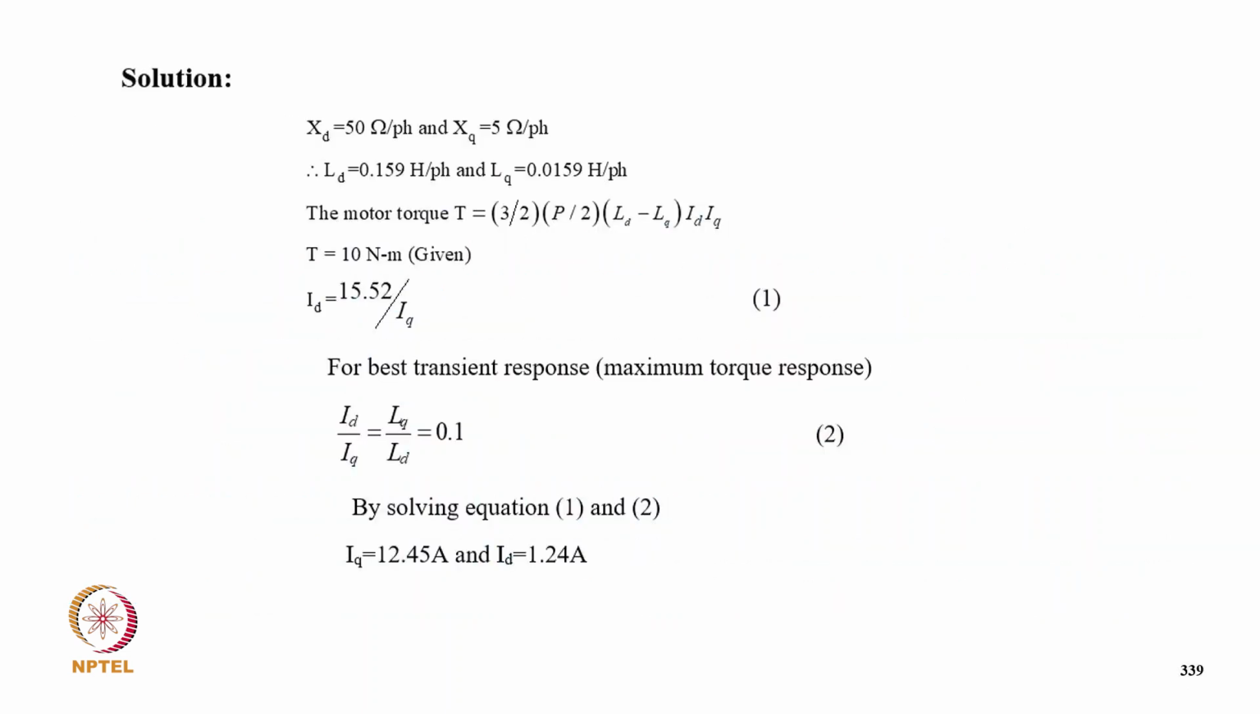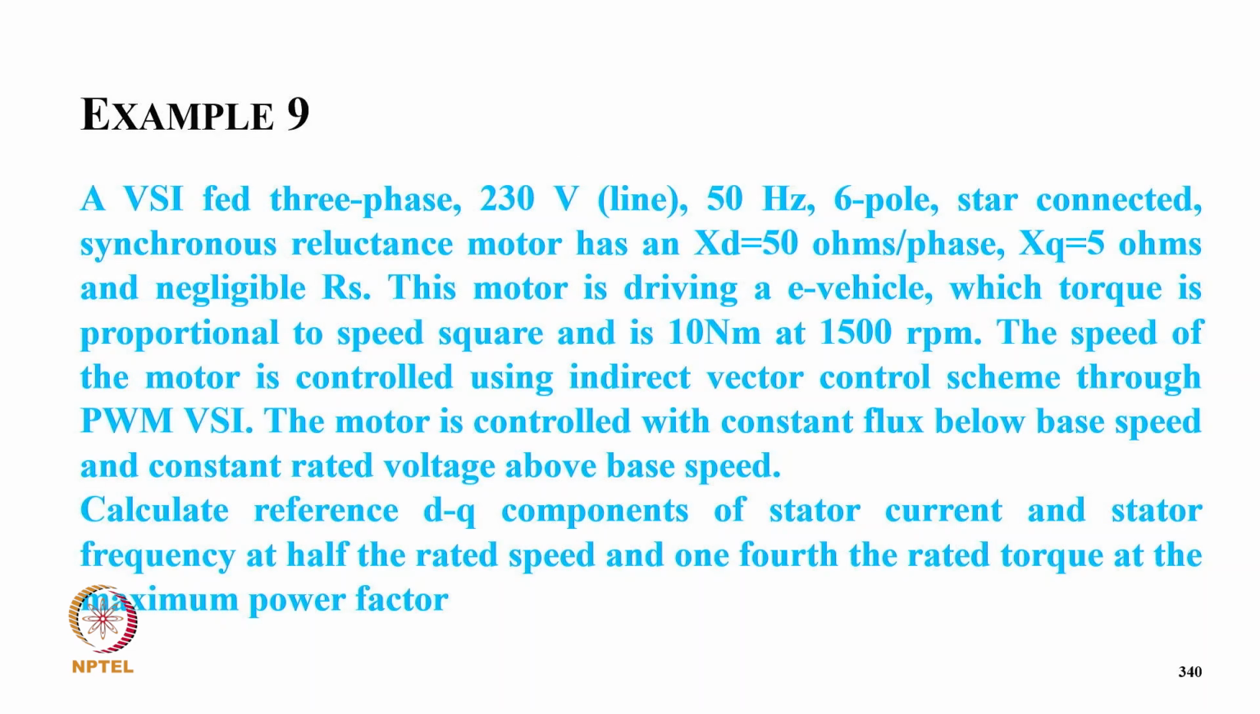So coming to the solution: XD 50 ohm, XQ equal to 5 ohm, LD equal to 0.159 Henry per phase, LQ equal to 0.016. The motor torque is 3 by 2 times P by 2 times LD minus LQ times ID times IQ, T is 10 Newton meter, so ID times IQ is 15.5. For the best transient response, ID upon IQ equal to LQ upon LD, that is 0.1. By solving this, we get IQ 12.45 and ID equal to 1.240.